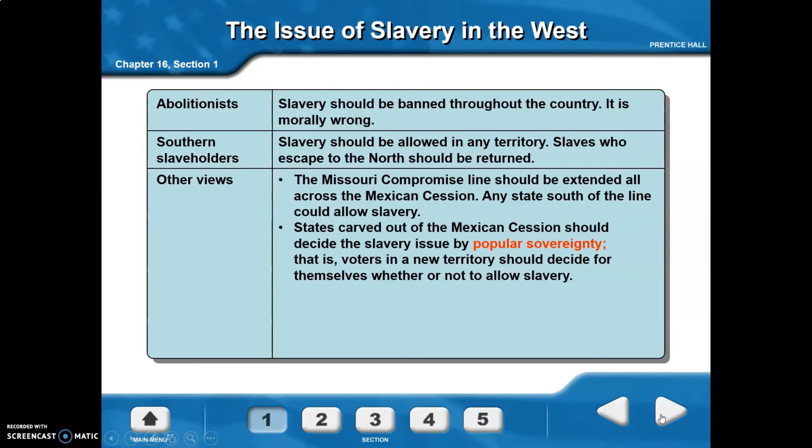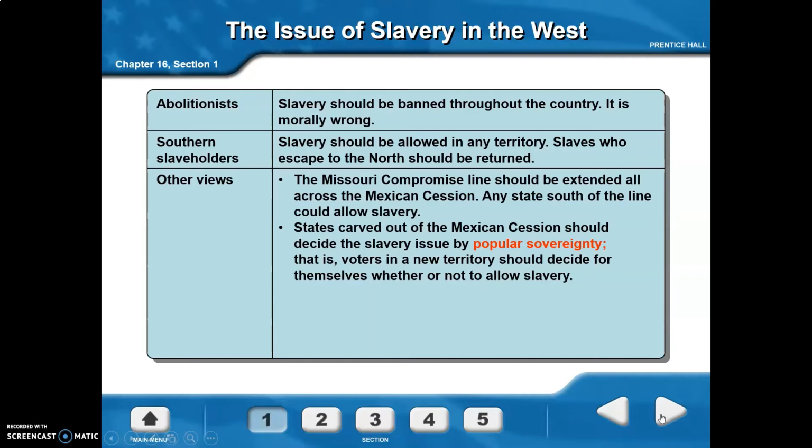The Southern slaveholders obviously said, we already know this, that they should be allowed slavery in any territory. Slaves who escaped to the North should be returned to their owners. Okay, we'll talk a little bit more about that in the next slides to come. Some other views on this issue: the Missouri Compromise line should be extended all the way across the Mexican Cession to the Pacific Ocean. So they want that line to extend all the way out. So anything above that line, the north, would be free states, and the southern part would be slave states.